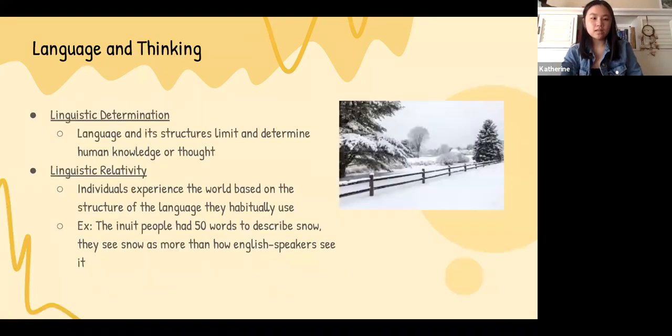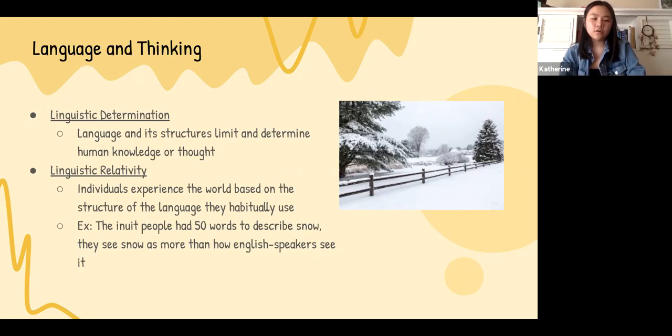Okay, and then last but not least, we have language in thinking. The first thing we have is linguistic determinism. Language and its structures limit and determine human knowledge or thought. So whatever we think is in our specific language, and that's going to affect how we think, our limitations.